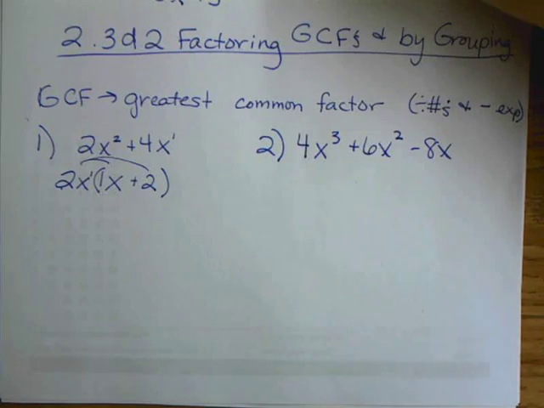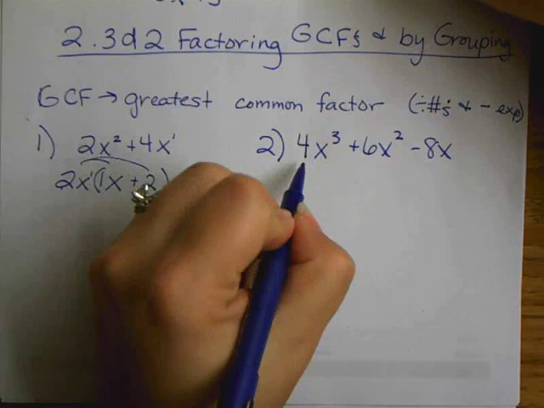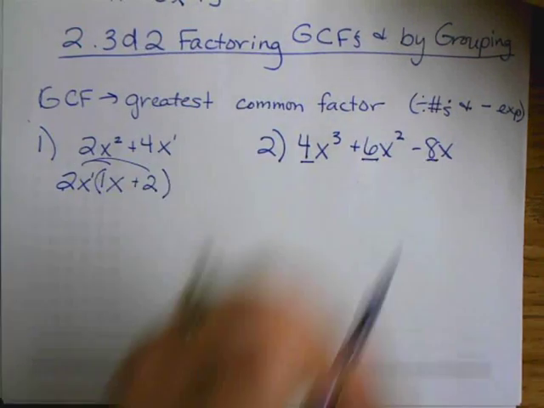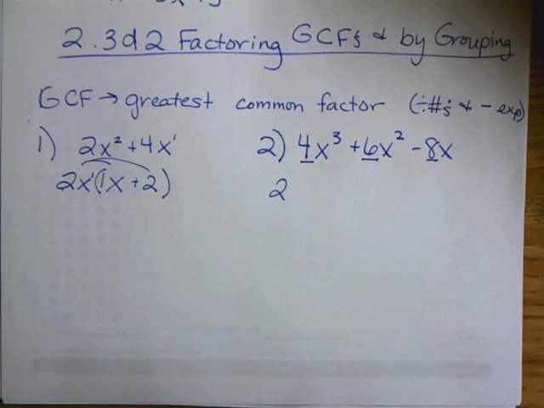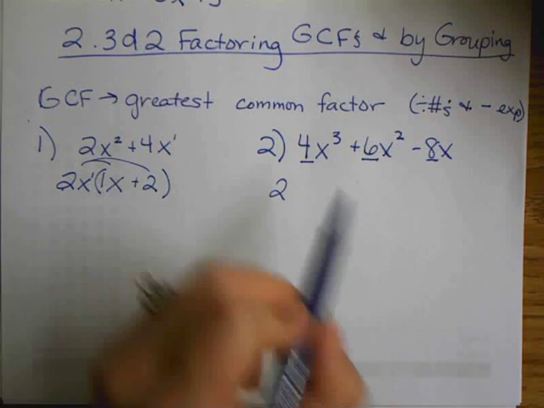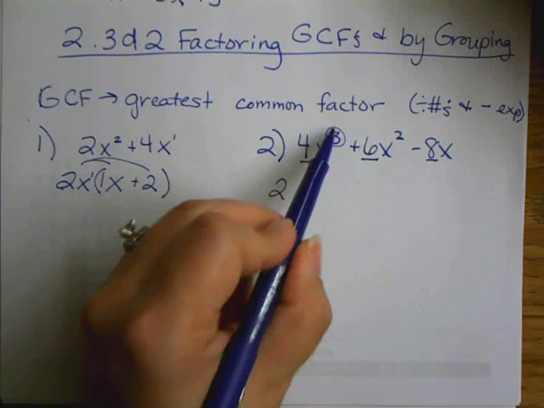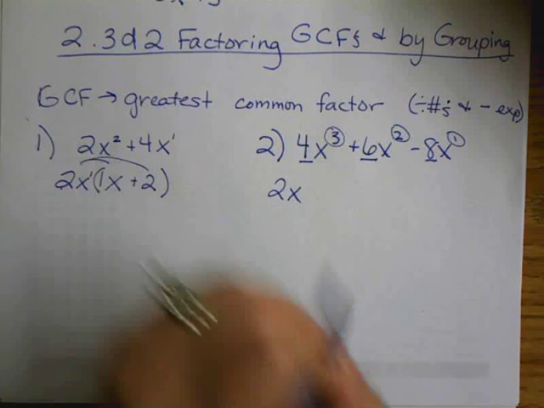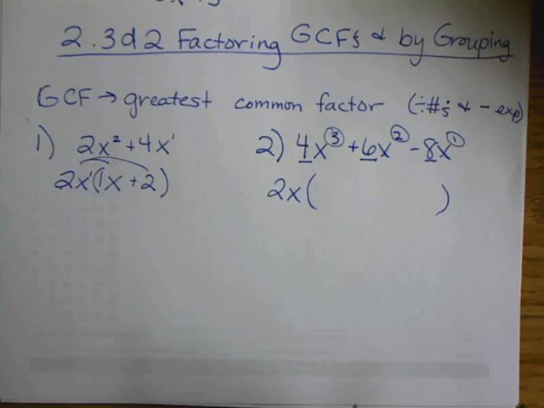Go ahead and pause that, get the problem written down, because what we're going to look at first is what number goes into 4, 6, and 8. And the largest number that does that is 2. And how many can I pull out of 3, 2, and 1? Well, the largest number I can pull out of all three of those is 1. Now you see what's left.